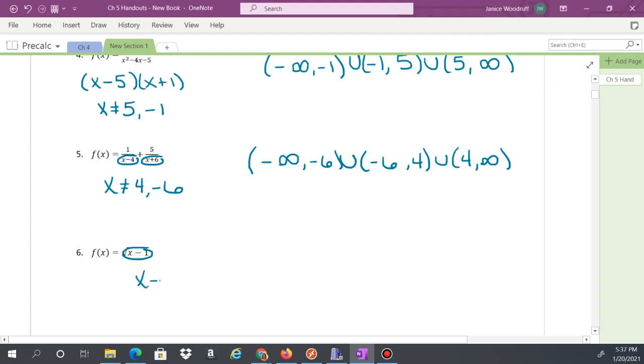So this is greater than or equal to 0. When you have the or equal to, you're going to use a bracket in your interval notation. So bracket, +1, +infinity.